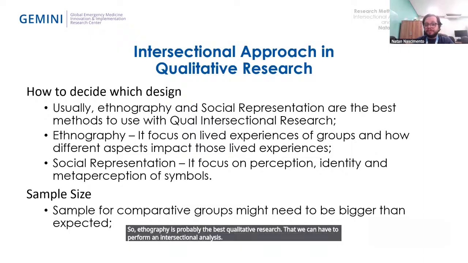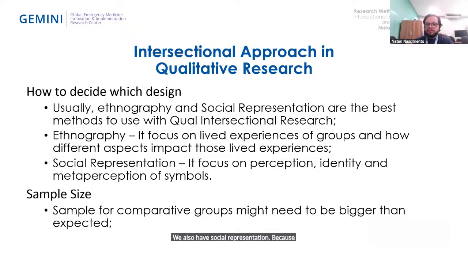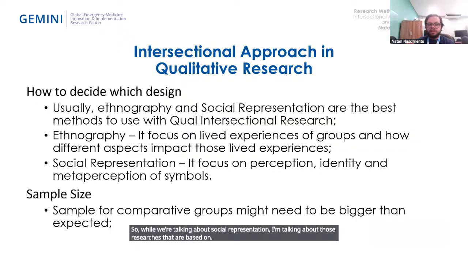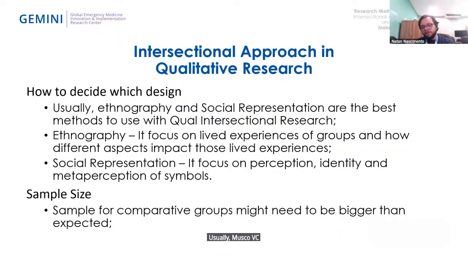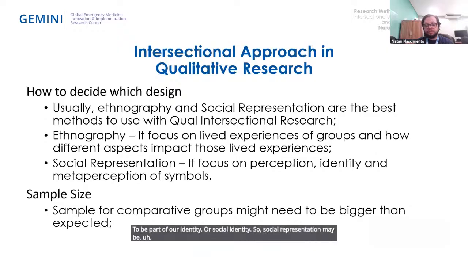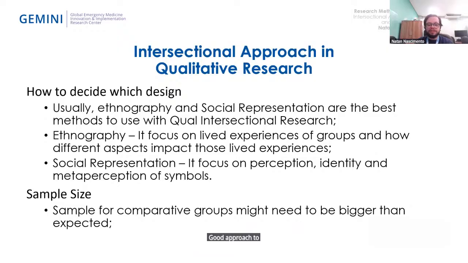We also have social representation because it focuses on perception, identity, and meta-perception of symbols. So when we're talking about social representation, I'm talking about those researches that are usually based on Moscovici or Doise's theories of social psychology, actually, and how it perceives those symbols to be part of our identity and part of our social identity. So social representation may be a good approach to intersectional analysis.